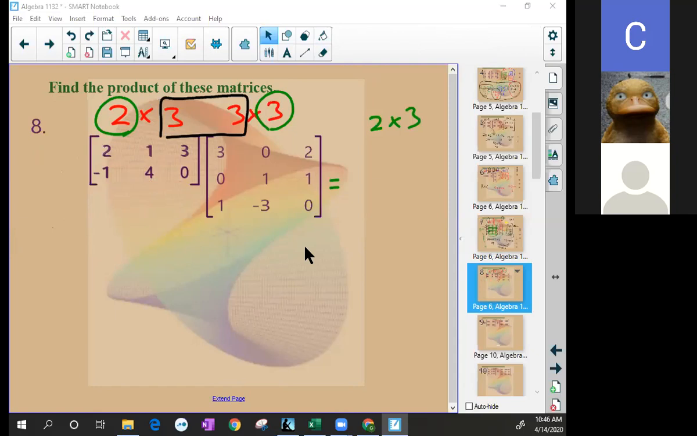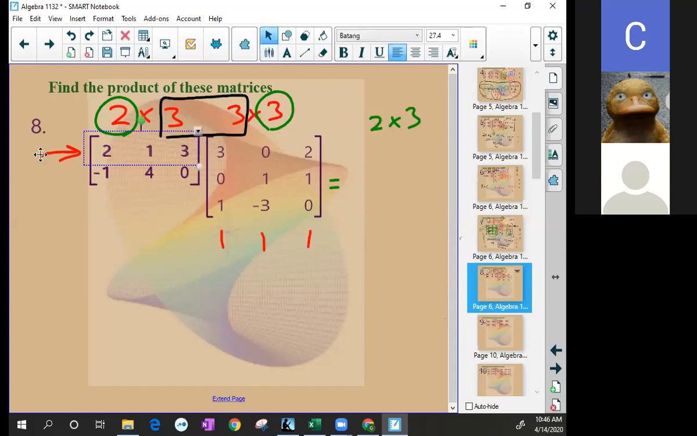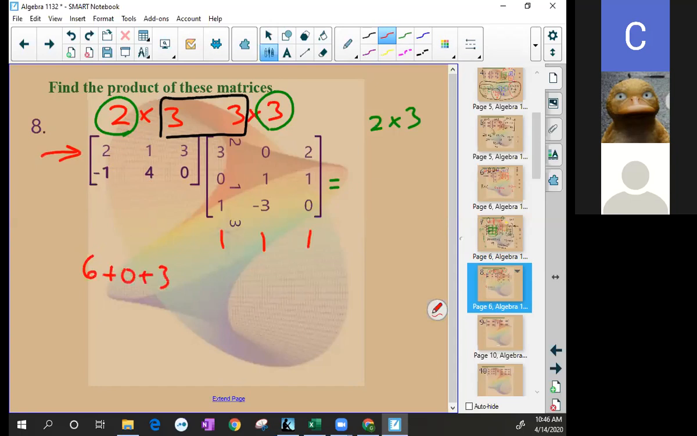All right. So I take the first row, I flip it up, and I'm going to multiply it by all 3 of those columns. So I'm going to grab it, flip it, slide it, slide it, slide it over here. And so in my mind, I've got 6 plus 0 plus 3. And that makes 9. So I'm going to have 9 in the first row in the first column.